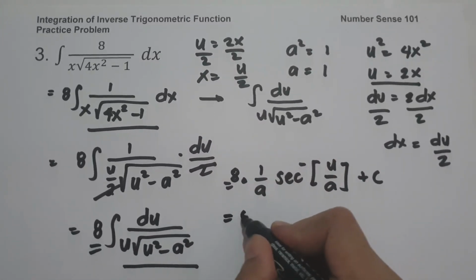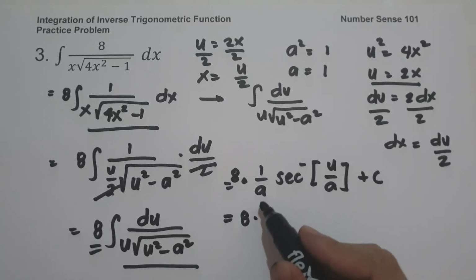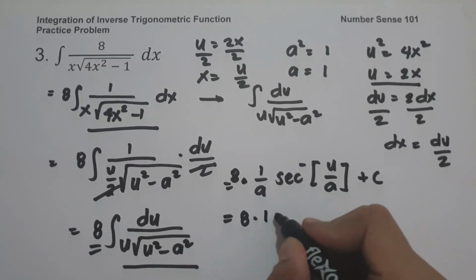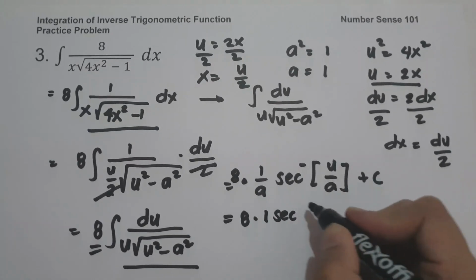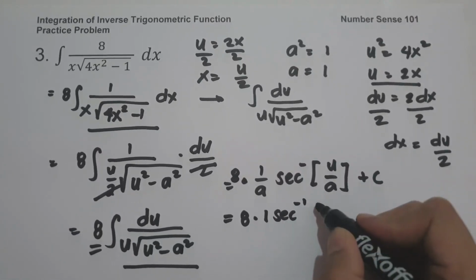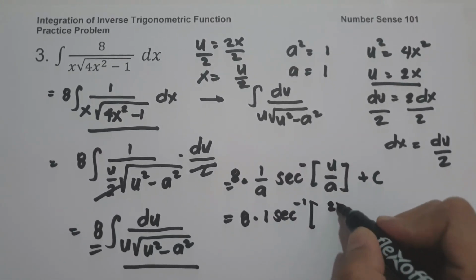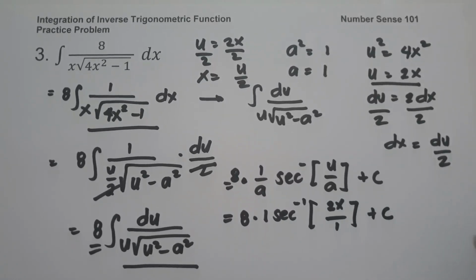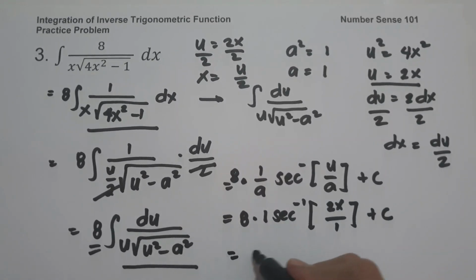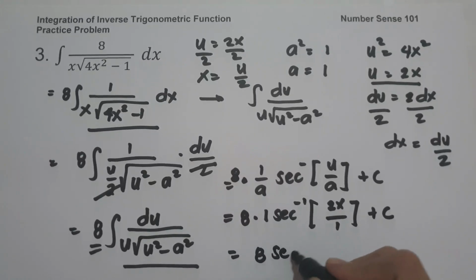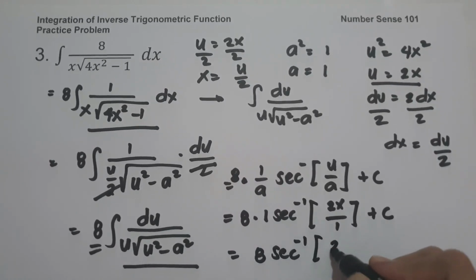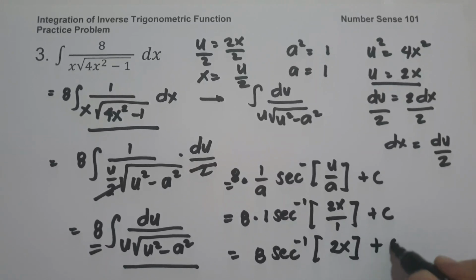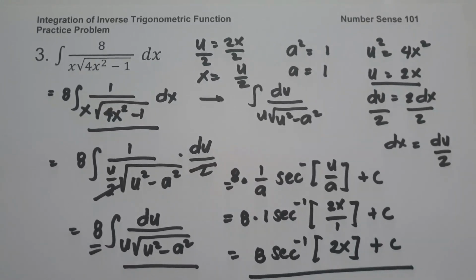So this will be 8, and then the value of a, that is 1. 1 divided by 1, that's 1. Arc secant u, that is 2x, and then a, that is 1, plus c. And to write our final answer, this will be 8 arc secant 2x plus c. And this will be our answer.